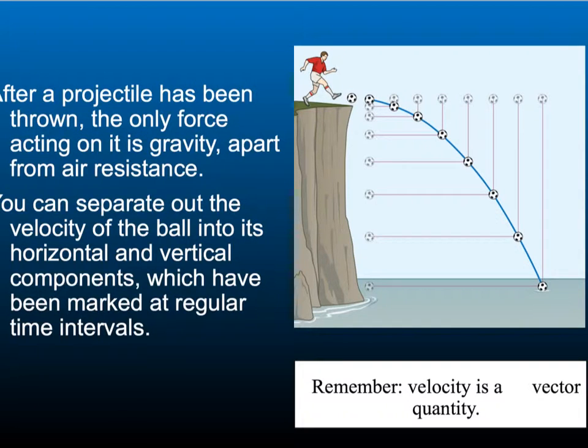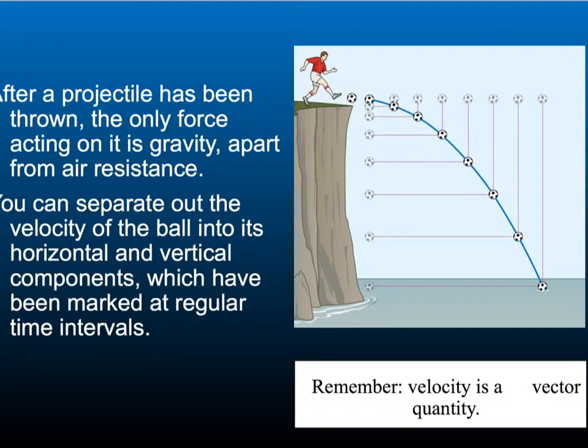After a projectile has been thrown or kicked, the only force acting on it is gravity, apart from air resistance. But for our calculations, we need to neglect air resistance. Velocity is a vector quantity. It's got both a size and a direction. And you can separate out the velocity of the ball into its horizontal and its vertical components of velocity.